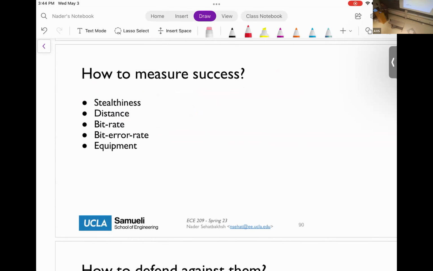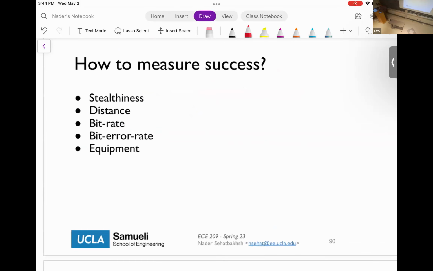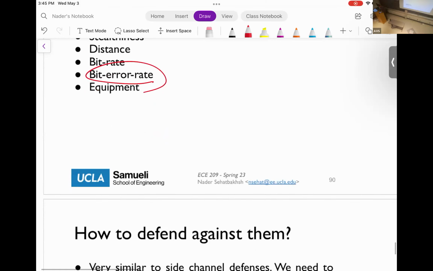So how do we measure successful covert channels? There are various different things. Stealthiness is the biggest one. The distance, the bit rate, the bit error rate, the equipment. These are the important factors when you want to see how good or bad a covert channel is. If I can send data really, really fast, that's probably a good covert channel that I can build. If I can have a low bit error rate, I can send this without really creating errors. That's another indication that this is a good covert channel, and so on and so forth.